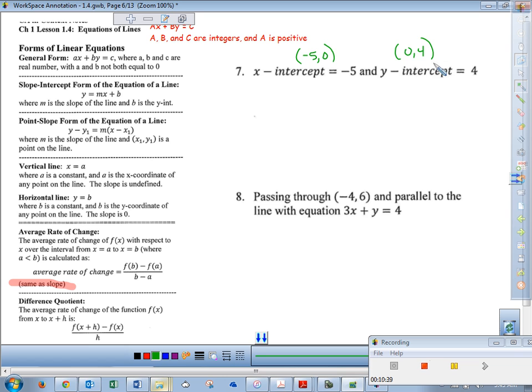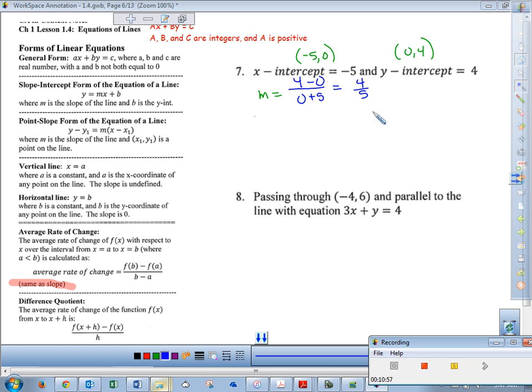0. And you can tell that that's not vertical because the x's are not the same, and that is not horizontal because the y's are not the same. So we want to find the slope between these 2 points. Let's go for it. I got the slope to be 4/5.